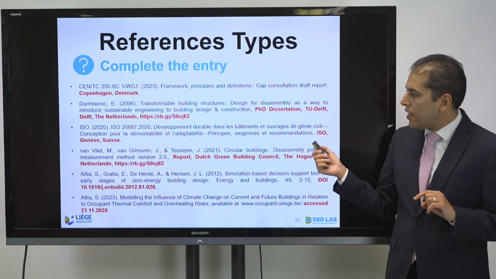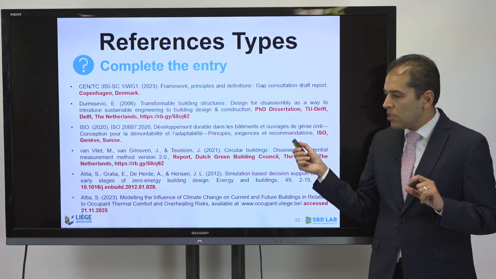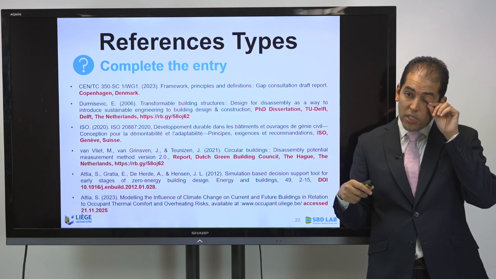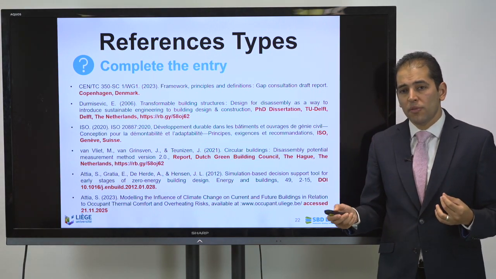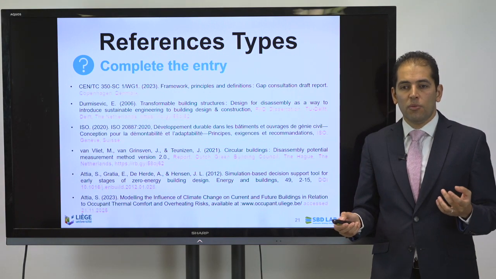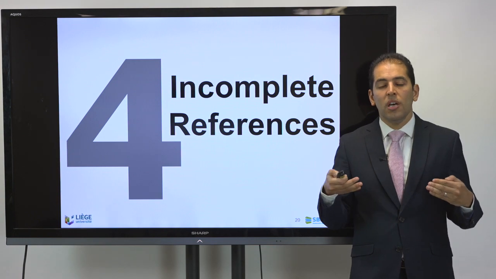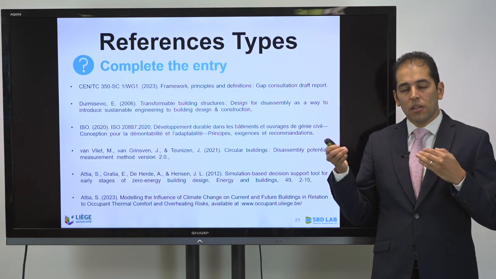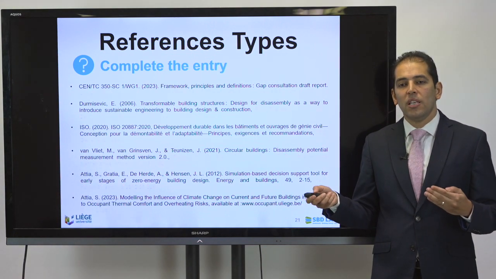For example, here I have a standard ISO, the year, the title, ISO organization, Genève, Swiss, for example, assuming that I am citing in French. Every time, always, I must make sure what is the type of my reference, and I add the missing information. So part of your work as a researcher and a scientist is to take the time, check all the incomplete references, and then make sure that you are completing those references and checking any missing information.